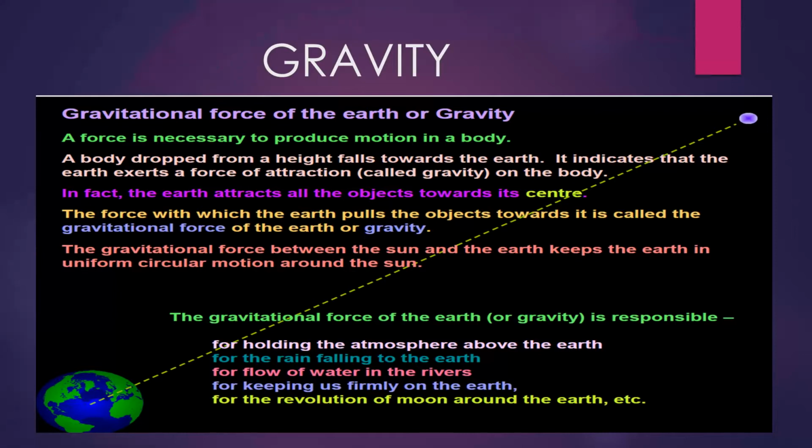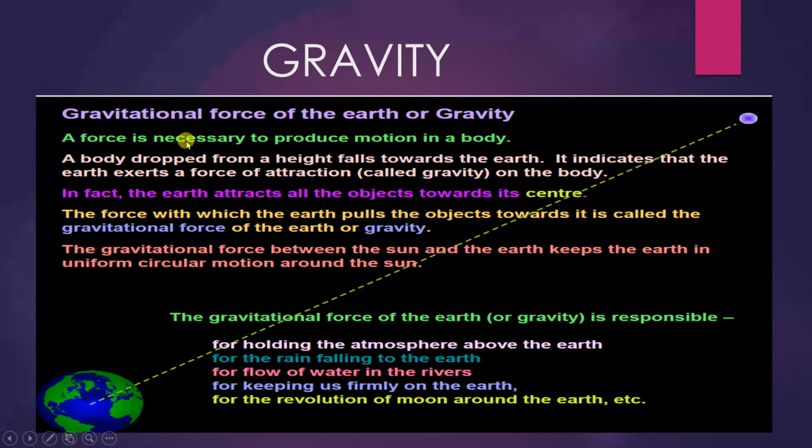Students, gravitation is the force between any two objects in this universe. But the gravity that we are talking about here, that means the gravitational force between two objects in which one of the objects must be the Earth. That is, when we are talking of the gravitational force of the Earth, then we say it is gravity. Gravity is the force with which the Earth attracts objects towards itself.